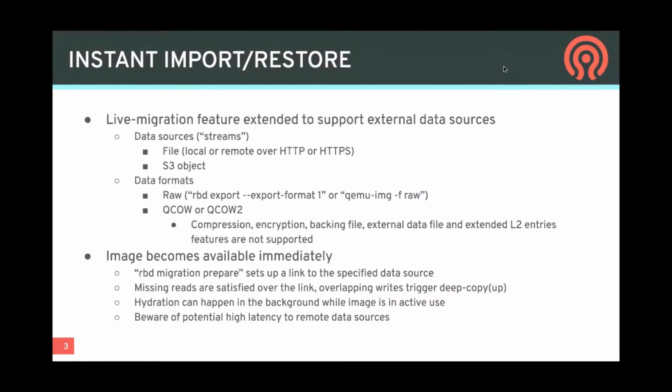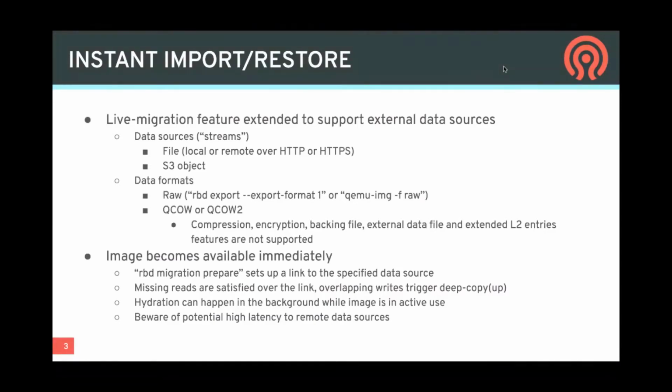The image live migration feature that was introduced in Nautilus for use cases such as moving the image from a replicated pool to an erasure-coded pool with minimal downtime has been extended to support external data sources. And in effect, it can now be used as an alternative to RBD import command. The advantage is that the image becomes available for use as soon as the migration is prepared, which is basically instantaneous because it just creates an empty image and makes a record of the data source and the data source format in the image header.